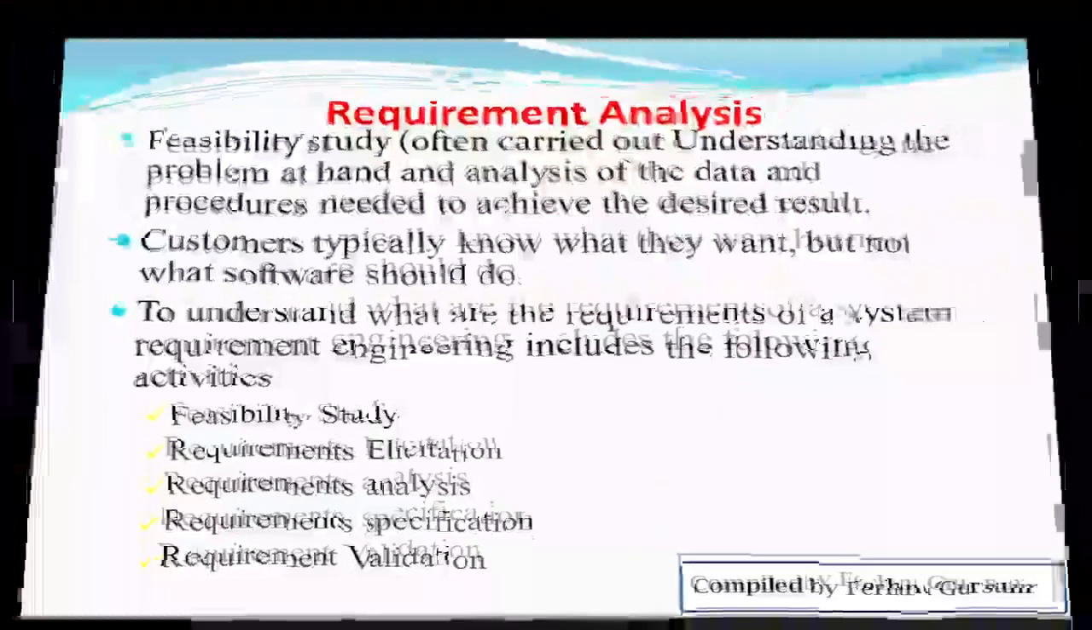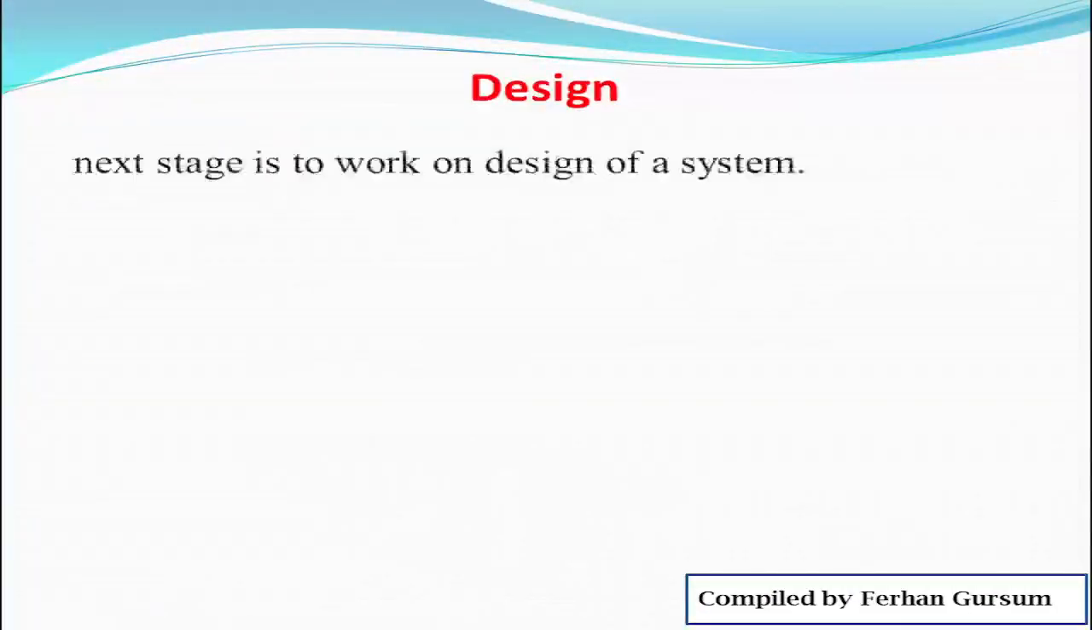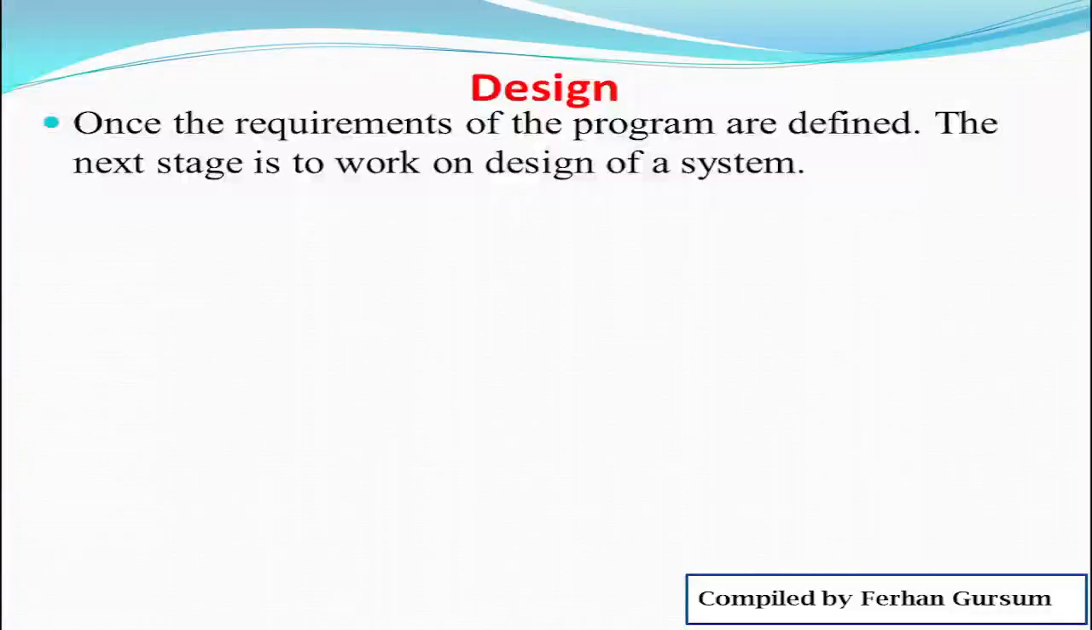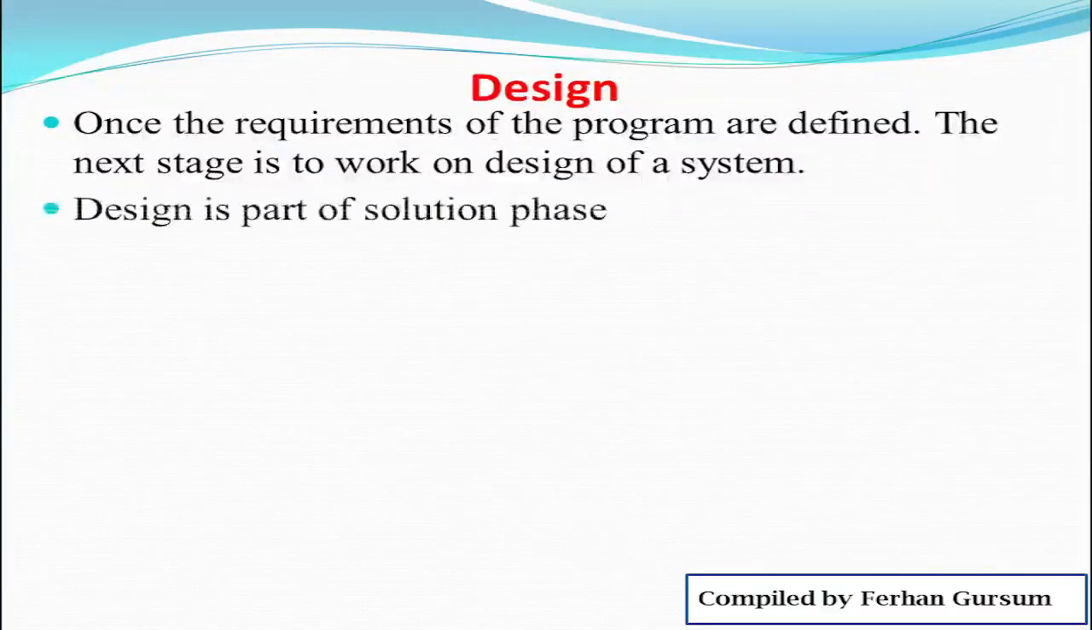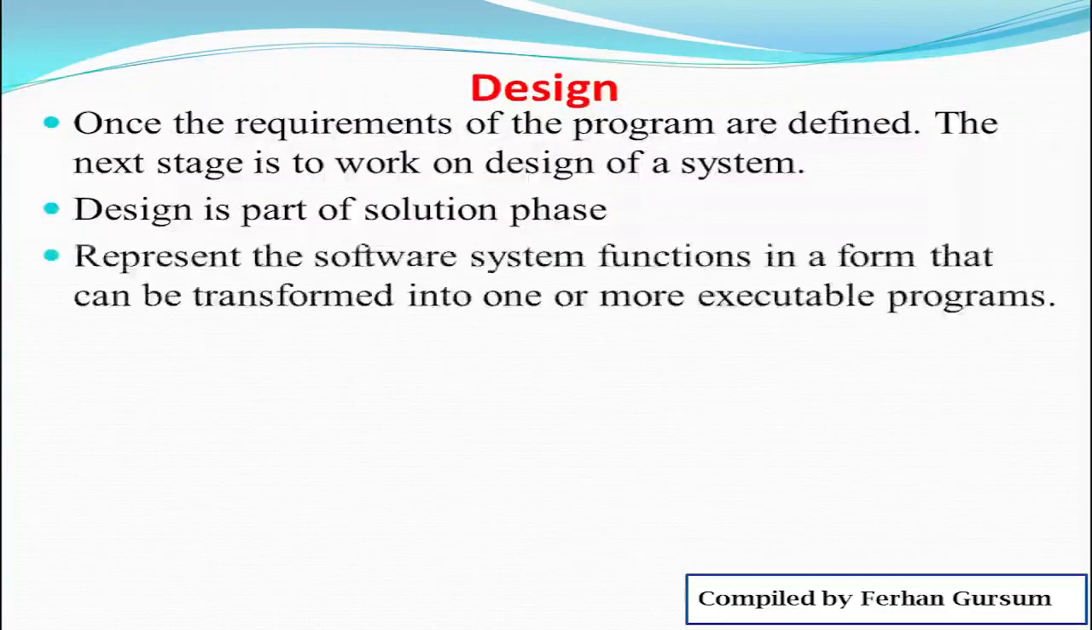The second stage is design. After we analyze our requirements, we are going to design. Once the requirements of the program are defined, the next stage is to work on the design of the system. Design is a part of the solution phase. It represents the software system function in a form that can be transformed into one or more executable programs.